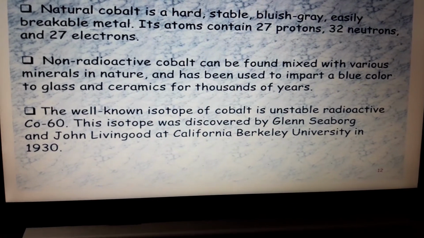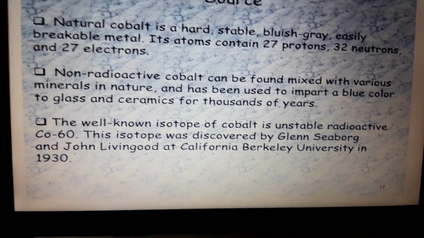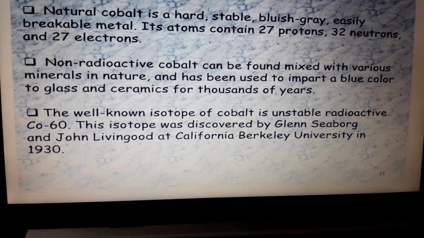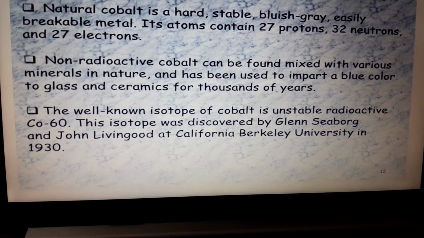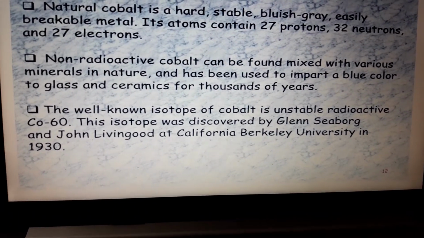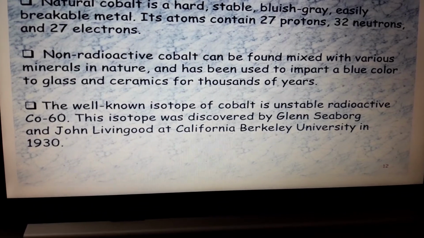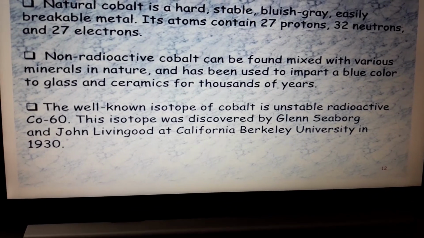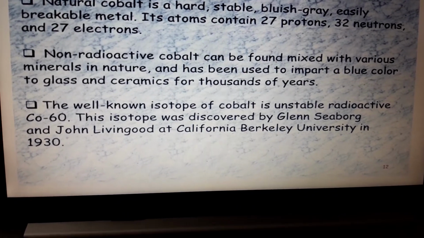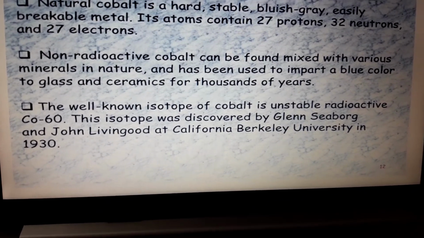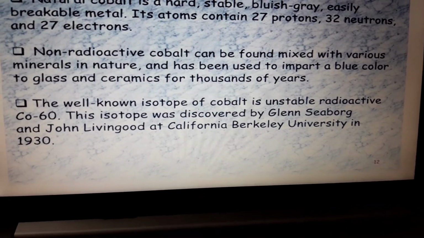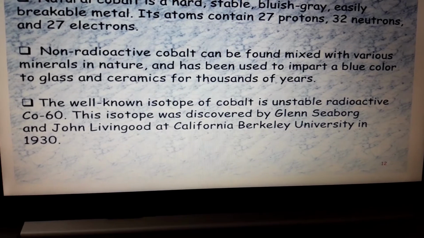Source. Natural cobalt is a hard, stable, bluish gray, easily breakable metal. Its atoms contain 27 protons, 32 neutrons and 27 electrons. Non-radioactive cobalt can be found mixed with various minerals in nature and has been used to impart a blue color to glass and ceramics for thousands of years.